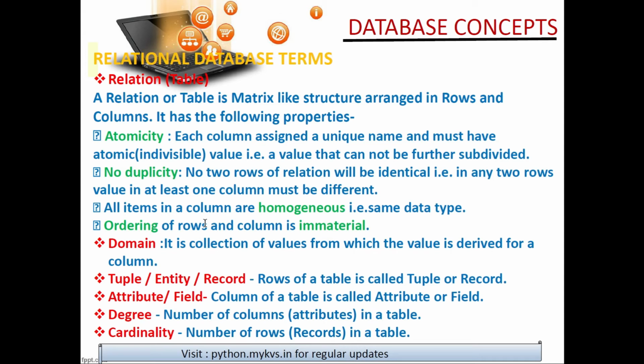Attribute or field: a column of a table is called an attribute or field. Degree, I had told you already, is the number of columns, that is attributes, in a table. And cardinality is the number of tuples or records in a table, that is, the number of rows. So the field is also called a column, and the record is also known as a row. So these are the terminologies that are used in the database, and you should learn them properly. Fine.